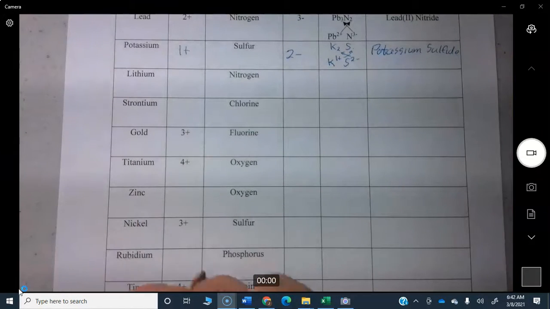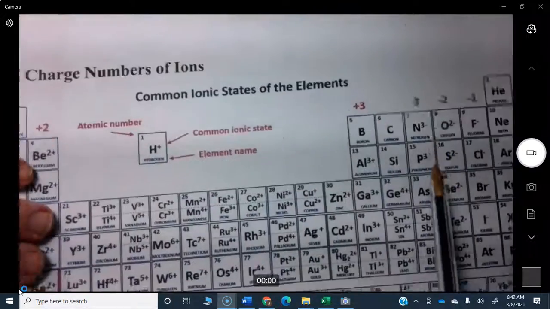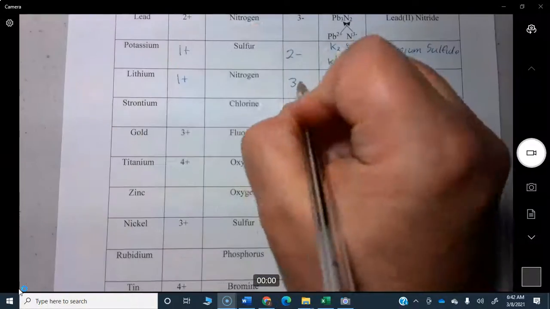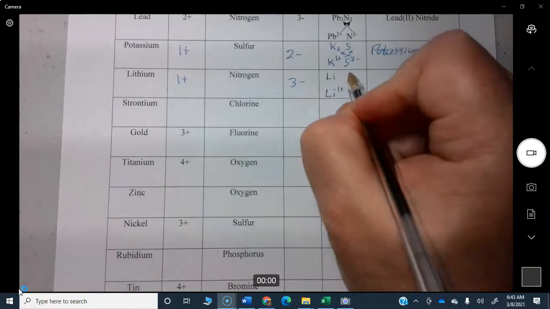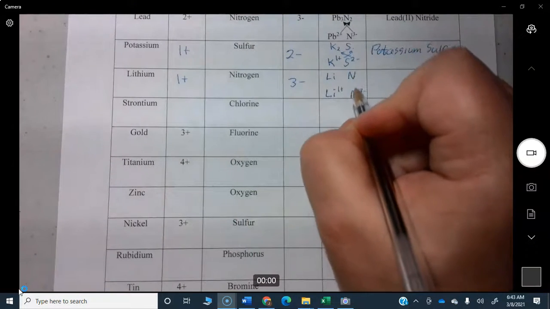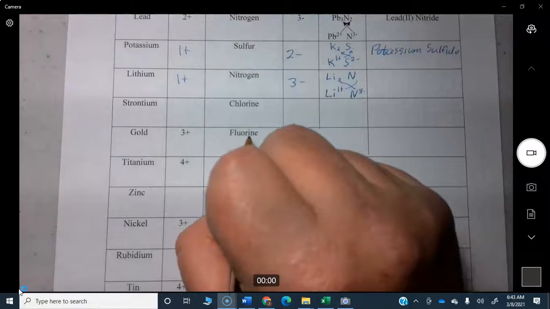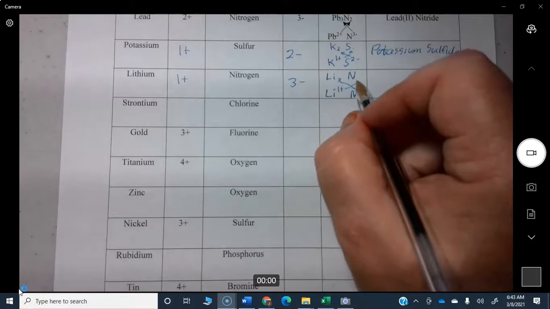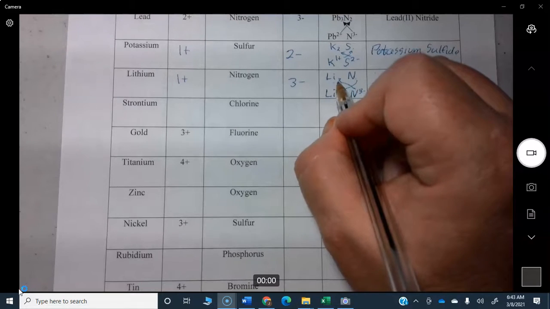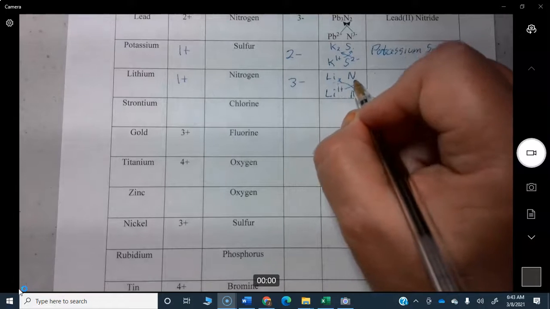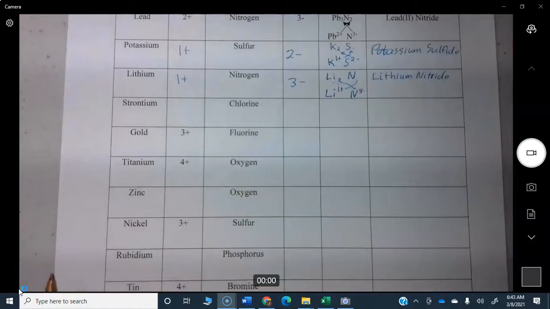Potassium sulfide. Lithium. Come over here, lithium's a plus 1. Nitrogen is a 3 minus. Alright, you got that. Lithium and nitrogen. Okay, the 3 comes over here. The 1 comes over here, which you don't write. So it's lithium 3 nitride. Well, it's lithium nitride, excuse me. It does have 3. You need 3 of the plus 1s to balance off with the 1, 3 minus, 3 plus, 3 minus. There it is, lithium nitride.